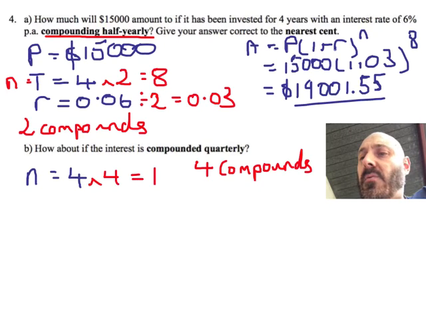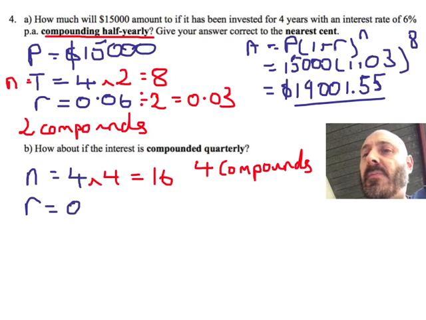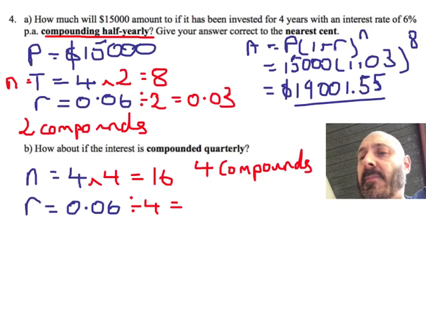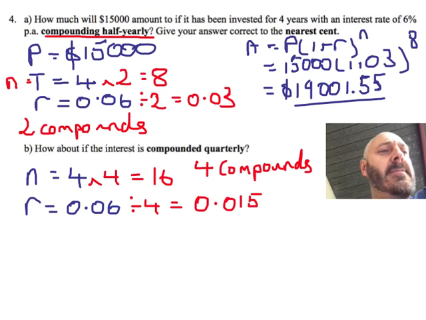And so what that will mean is my N is going to be 4 times by 4, which is 16, and my rate is going to be adjusted from 0.06 by dividing by 4. Done that one somewhere. It's 0.015.